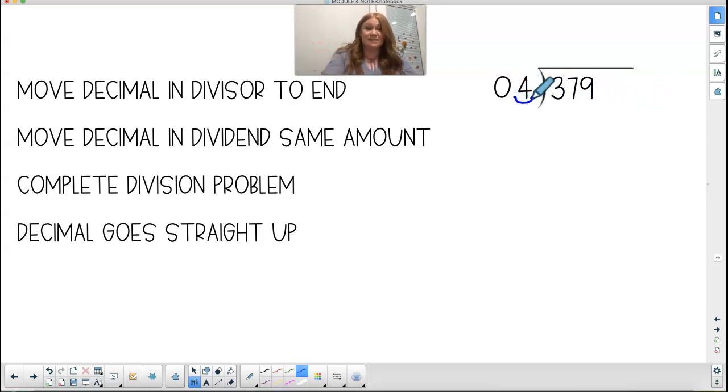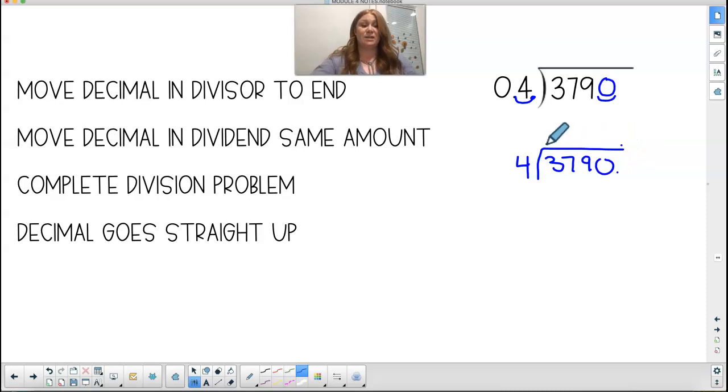So we made this 10 times bigger. So now we have to make this 10 times bigger. So if there's no decimal, that means it's at the end. So we move it over 1 place and we fill it in with a 0. So our new problem is 3790 divided by 4. So now we complete the division problem and the decimal goes straight up.